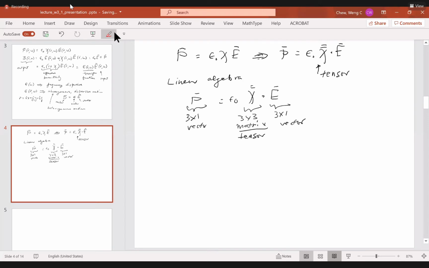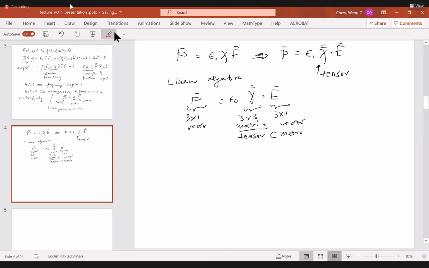So all tensors can be thought of as matrices, but not all matrices are tensors. Okay, so you can think of a tensor being a subset of matrices. It's a subset of matrices. Then what are the examples of a tensor?